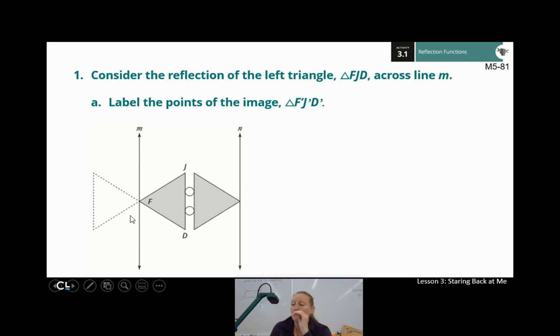Can you just pause and take a moment to label the points of the new image? Instead of F, it'll be F prime. Instead of J, J prime. Instead of D, D prime. Go ahead, hit pause, write it out, hit play when you're ready to check your work.